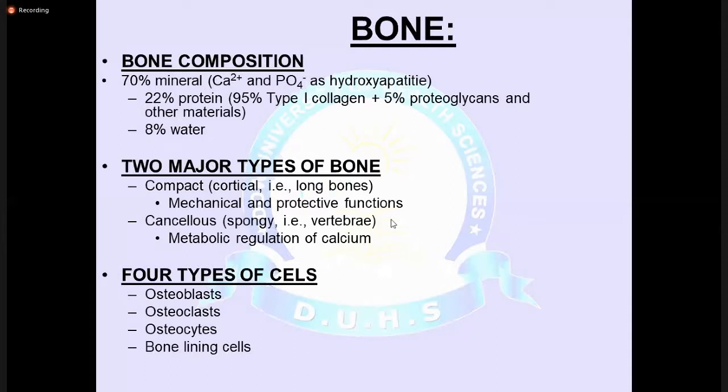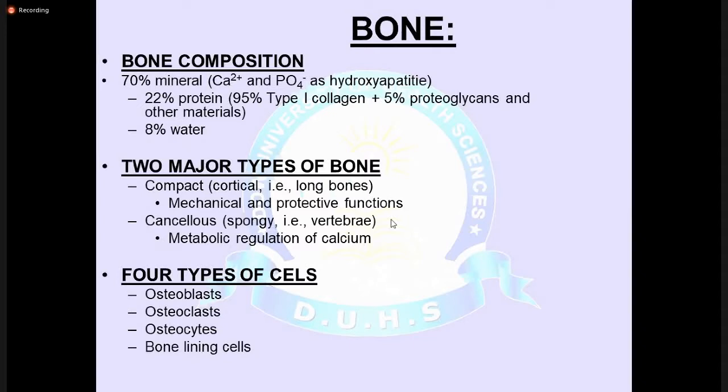The second type of bone is the spongy bone, or cancellous bone. The spongy bone, also called the trabecular bone or the cancellous bone, forms about 20% of the bones in our body. It is made up of bone spicules which are separated by spaces. The spongy bone contains the red bone marrow.